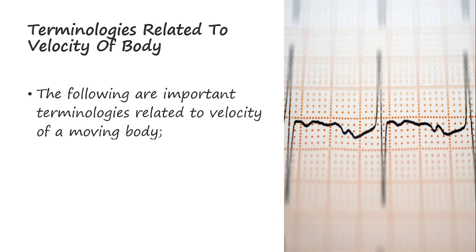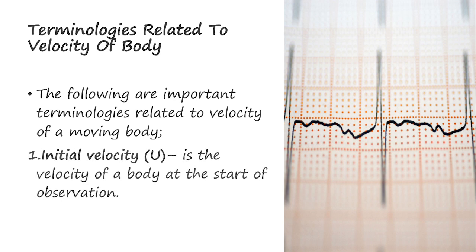Now let's see the various terminologies that are related to the velocity of the body. There are various important terminologies related to the velocity of a moving body, as follows. The first one is the initial velocity, which I just spoke about. The initial velocity is the velocity of the body at the start of the observation of the event. It is the velocity recorded when the object started moving, maybe from rest. That first observation of the velocity is what we call the initial velocity.